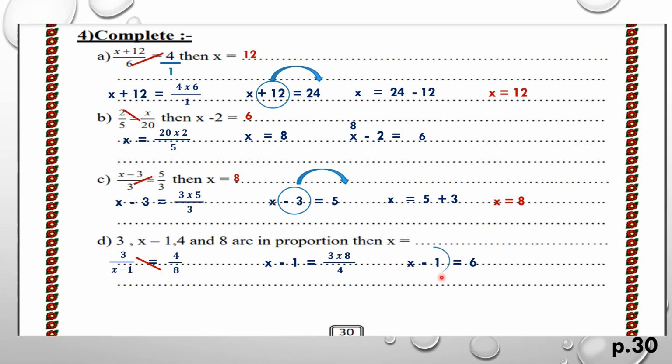How can I get rid of this minus 1? Take it to the other side with the opposite sign. What is the opposite sign of minus? The opposite sign of minus is plus. So, x equals 6 plus 1. 6 plus 1 equals what? 7. So, x equals 7. This is my final answer.